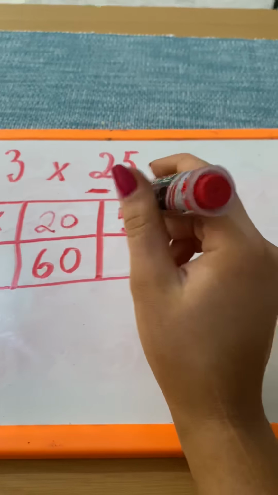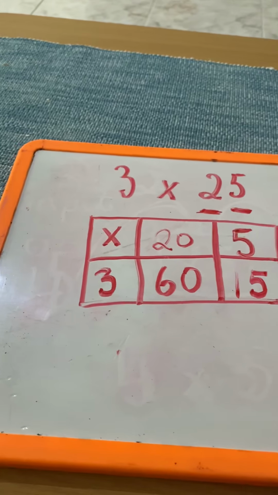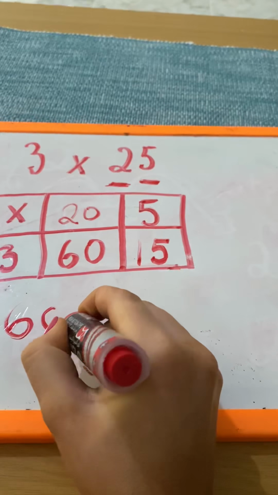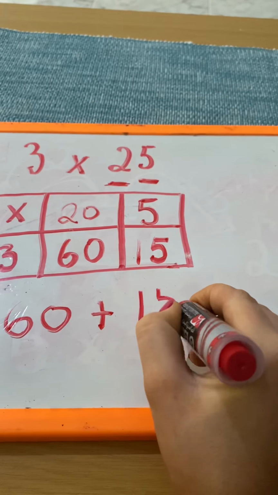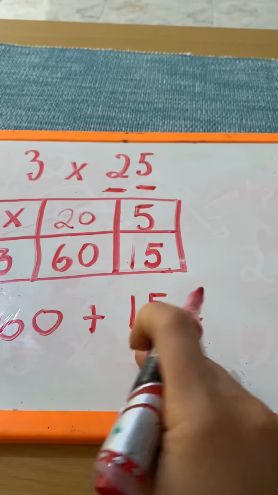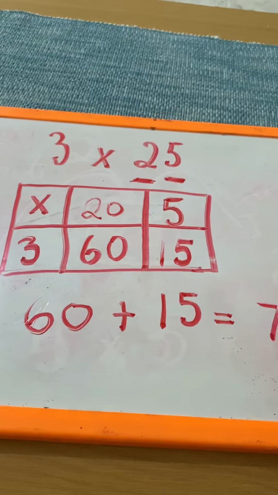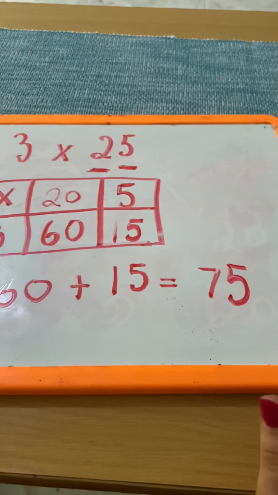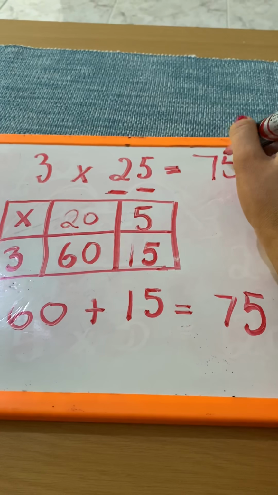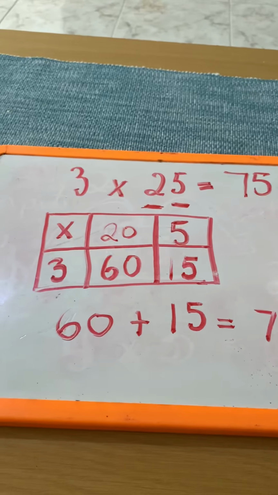Then we say 5 times 3 is 15. Then what we have to do is add our two numbers together. So we would say 60 plus 15 equals, and we know that 60 plus 10 is 70, and 70 plus 5 is 75. So our answer is 75. And let's not forget to write our answer beside our question. So we can now see that 3 times 25 is 75.